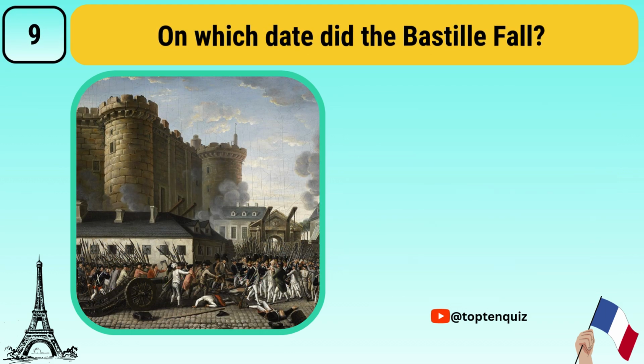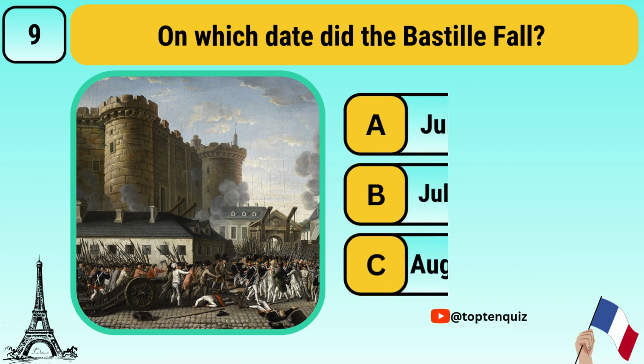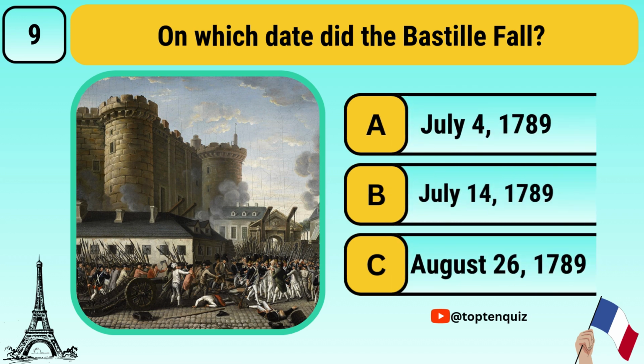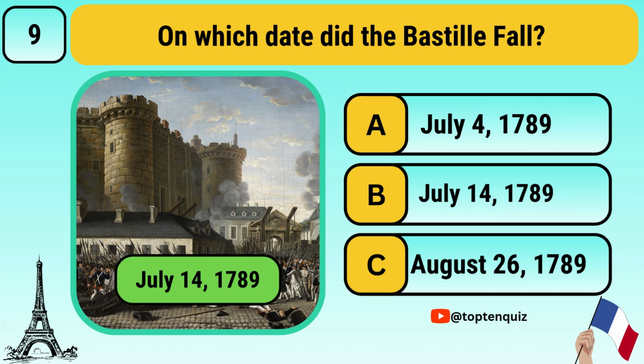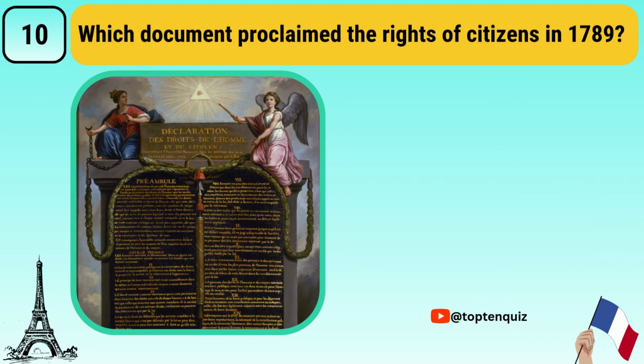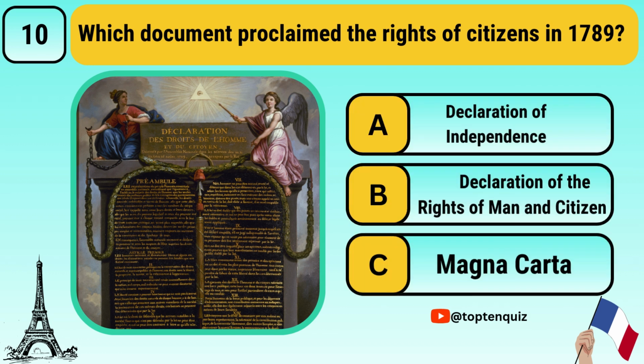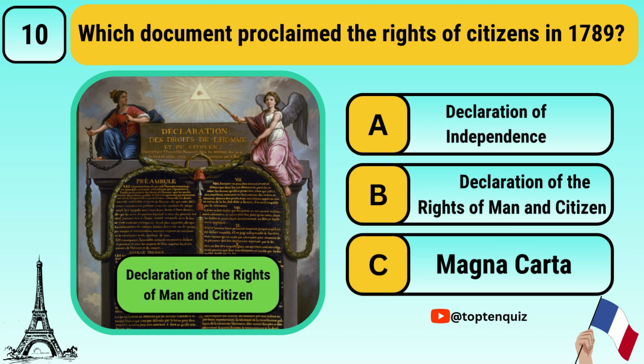On which date did the Bastille fall? July 4th, 1789, July 14th, 1789, August 26th, 1789. July 14th, 1789. Which document proclaimed the rights of citizens in 1789? Declaration of Independence, Declaration of the Rights of Man and Citizen, Magna Carta. The answer is Declaration of the Rights of Man and Citizen.